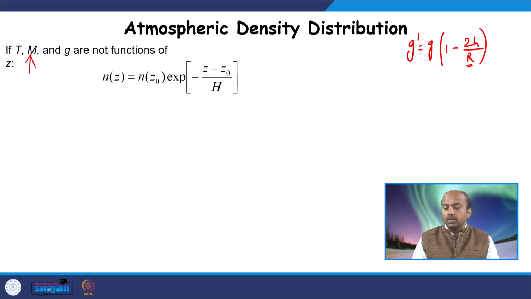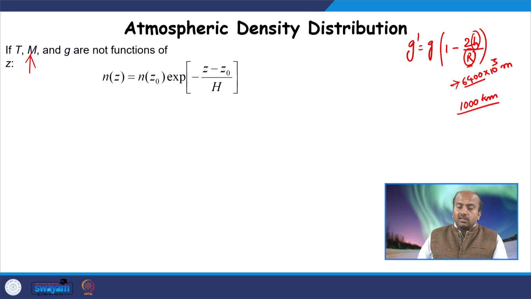So, you see this, that since you are dividing with a number which is of the order of 6,400 kilometers, right, 6,400 times 10 to the power of 3 meters, and the heights that we are talking about, even if you consider the entire ionosphere itself, let us say up to 1,000 kilometers, it is still very small in comparison to the normalizing factor. So, the difference in the gravity over those distances will not be much. So, that means you can take G to be a constant.